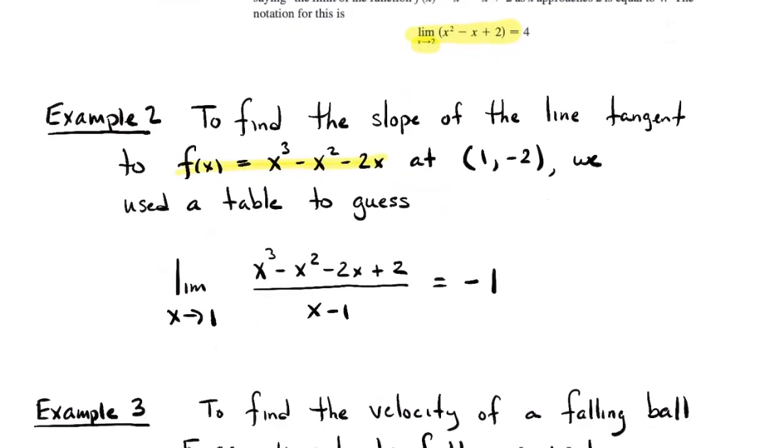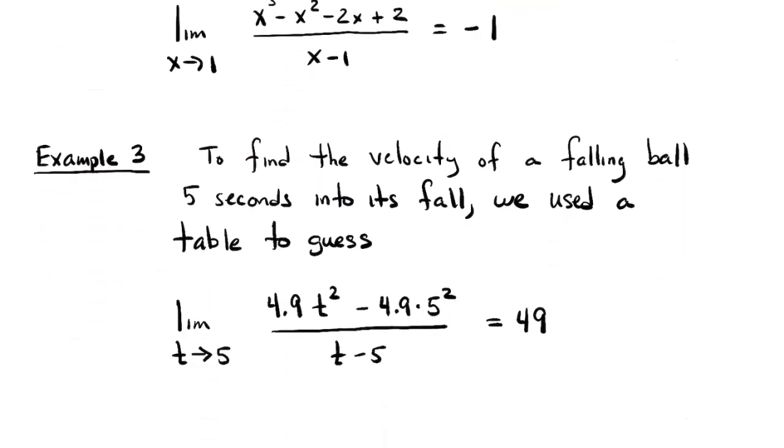What about the velocity problem? Well, in the velocity problem, we had an expression for the average velocity. The average velocity over the time interval from 5 to t seconds was given by this thing that I've highlighted in the red brackets right there. And we took that average velocity as we averaged over time intervals from 5 to numbers that were closer and closer to 5.